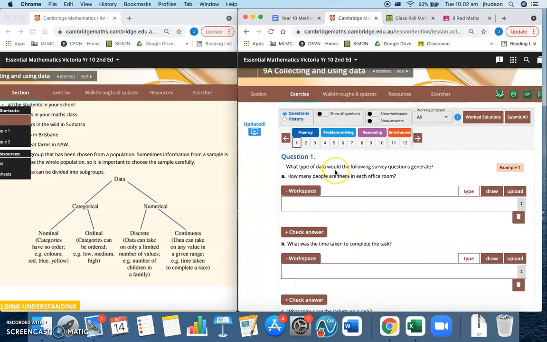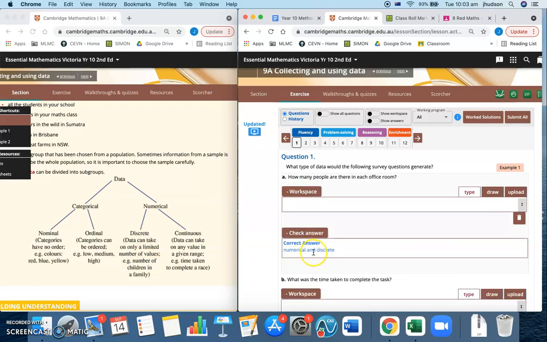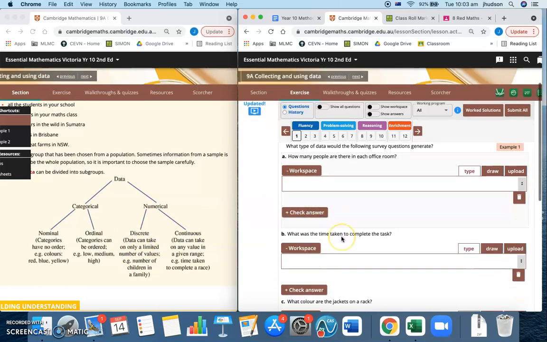All right, so let's just look at question 1 to start with. What type of data would the following surveys generate? How many people are there in each office room? Let's think about this. Are our answers going to be in categories or numbers? There's a certain amount of people, so it's going to be a number, isn't it? And you can only have a certain amount of numbers as well, so it's got to be discrete. Yep, numerical and discrete. All right, cool. So let's go to the next one.